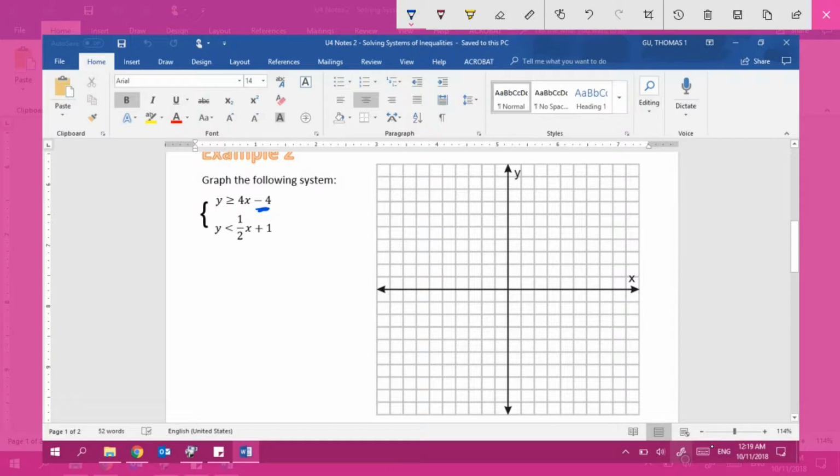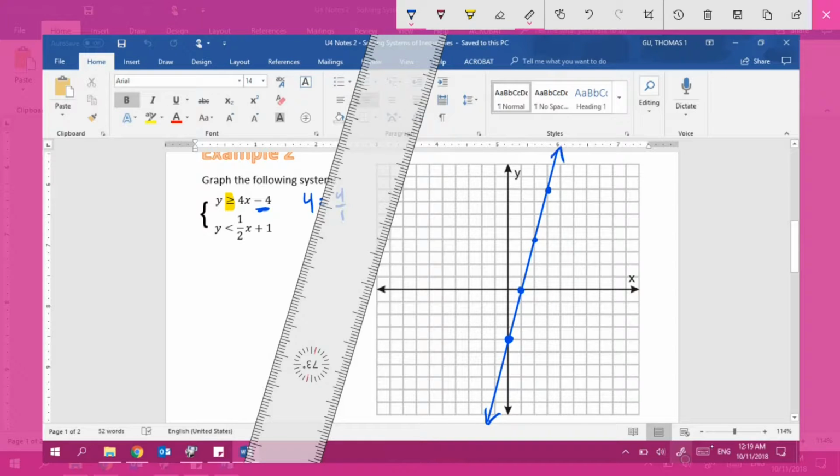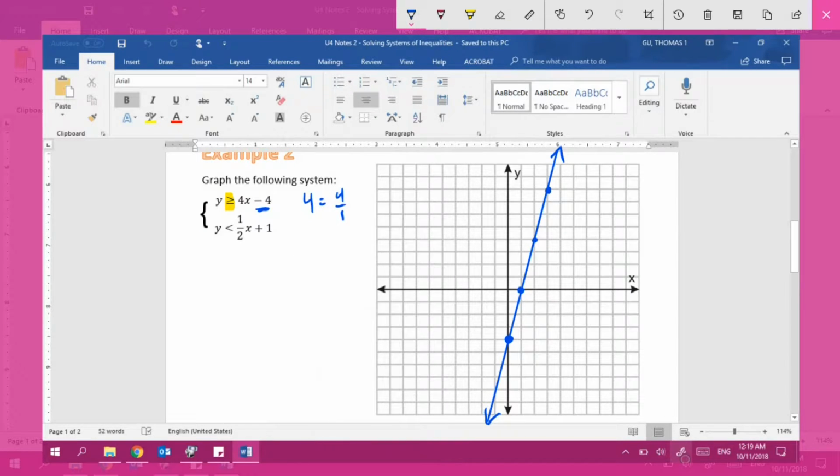So we can see the y-intercept for this first one is at negative 4. 1, 2, 3, 4. Negative 4 on the y-axis. The slope is 4, which is also 4 over 1. So we're going to go up 4 over 1, up 4 over 1. What kind of line are we using here? We see the equal sign, so we're going to use a solid line. Boom. And now we need to see, are we going to shade above or below the line? It's y is greater than, which means we're shading above the line.